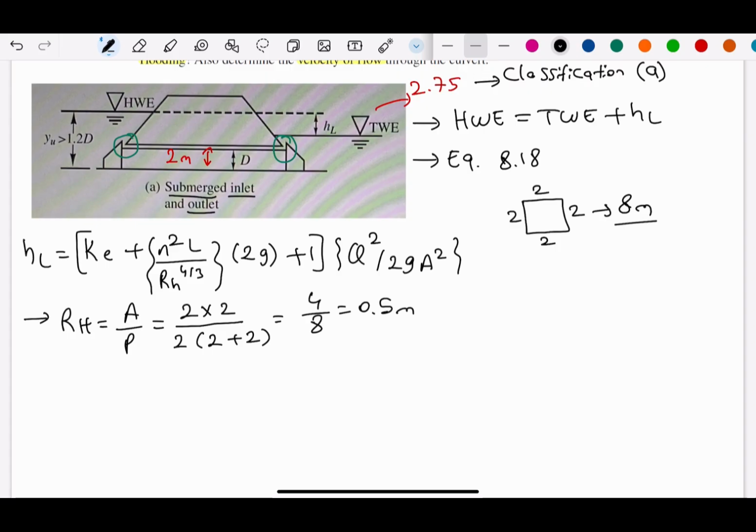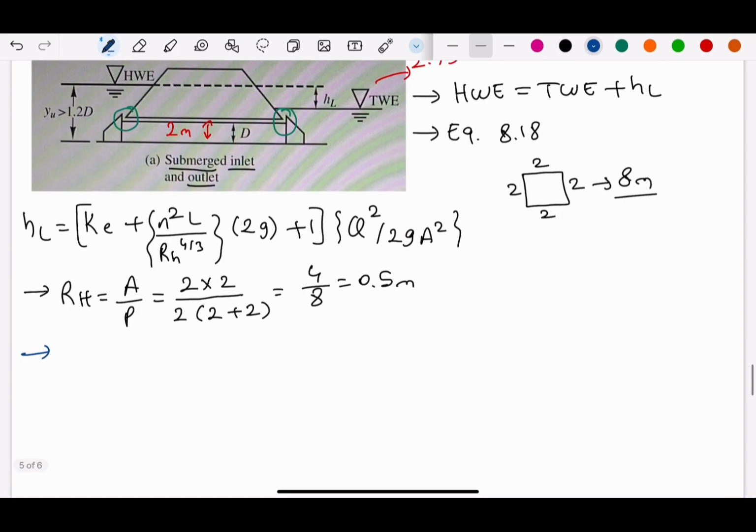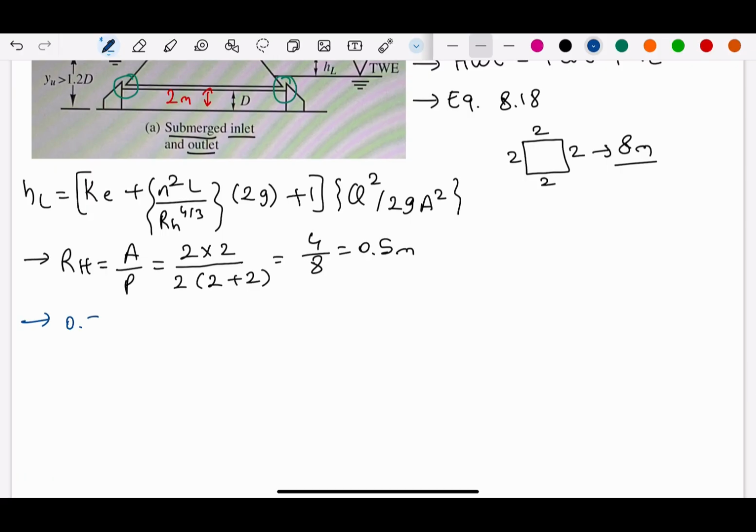Okay, and now we can calculate the head loss. So the entrance loss is 0.5. We have n equal to 0.013 for concrete culvert. The length is 15. The hydraulic radius is 0.5.